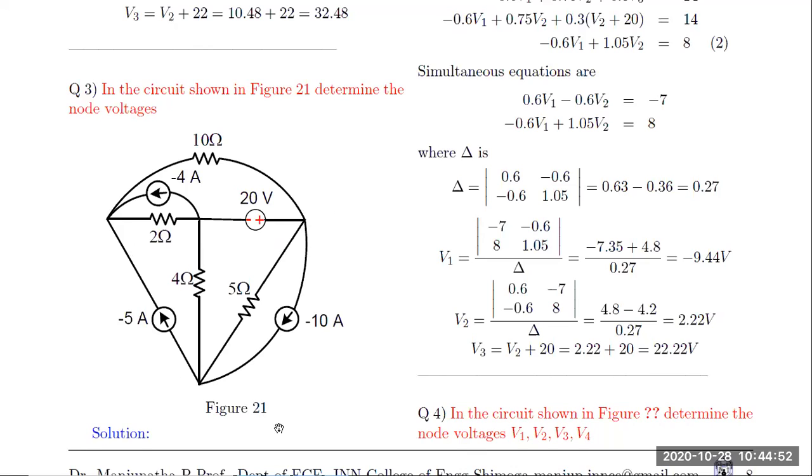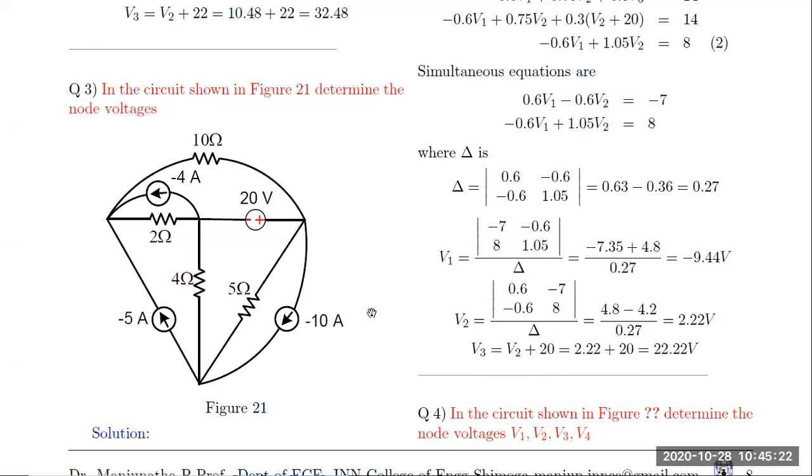How many nodes are there? There are 4 nodes: 1, 2, 3, and 4. The fourth one is taken as the reference node. These 3 are the non-reference nodes: 1, 2, 3.